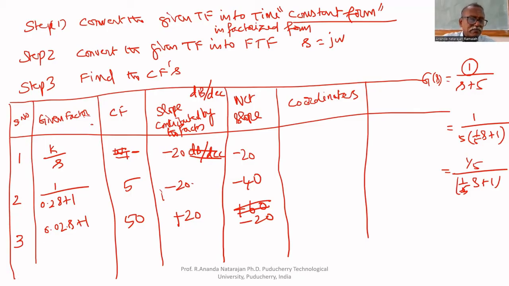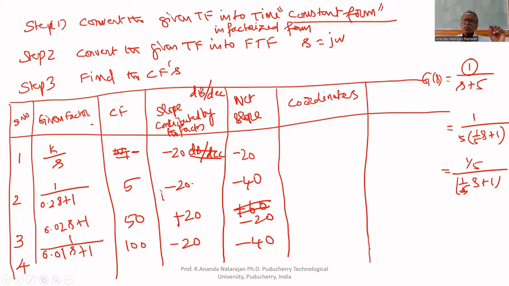Suppose the next factor is around 100. 100 means 1 by 100, equal to 0.01 s plus 1 in the denominator. So the corner frequency is 100. The slope contributed by this is minus 20. What is the net slope? Minus 40. That's all. Now we have to find the coordinates. If you find the coordinates, you can immediately draw the plot.